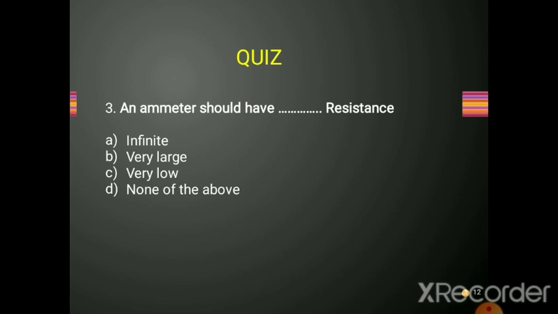So an ammeter should have infinite, very large, or very low, or none of the above resistance. So it is very low resistance.